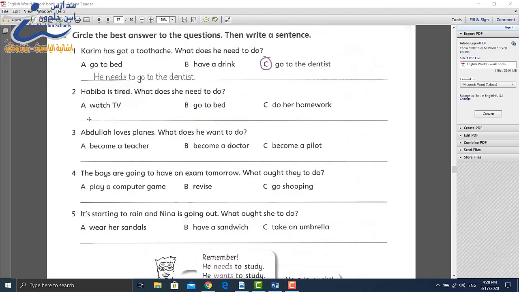Number 3. Abdullah loves planes. What does he want to do? Become a teacher, become a doctor, become a pilot. His desire. Yes, he wants to become a pilot. Very good. Write down. He wants to become a pilot.